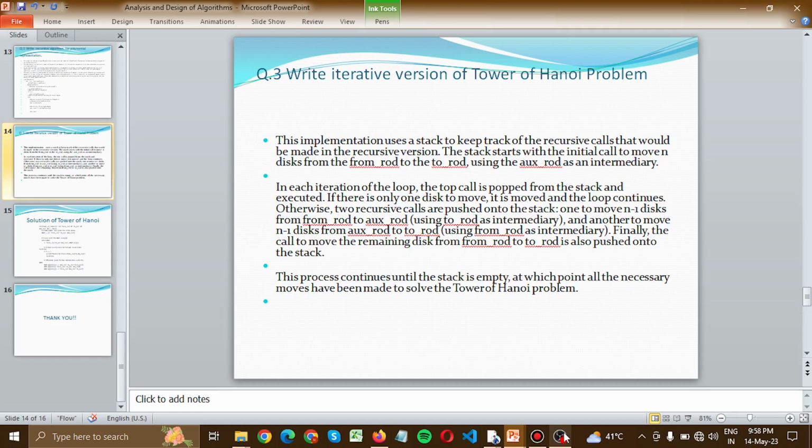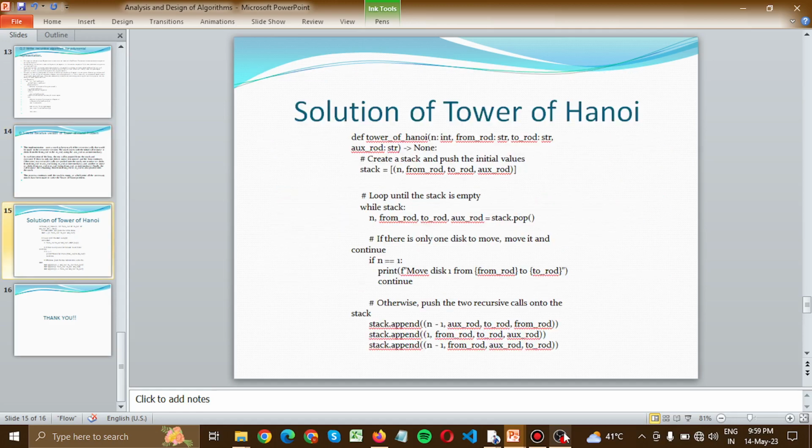This process continues until the stack is empty, at which point all the necessary moves have been made to solve the Tower of Hanoi problem. Solution of Tower of Hanoi. This is the algorithm in which we will define the Tower of Hanoi, and we will define the from rod, to rod, and aux rod, and create a stack and push the initial values.